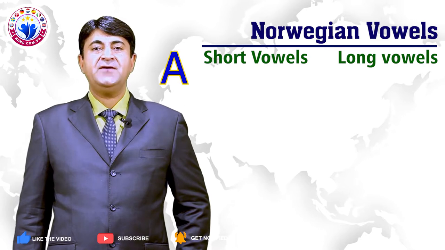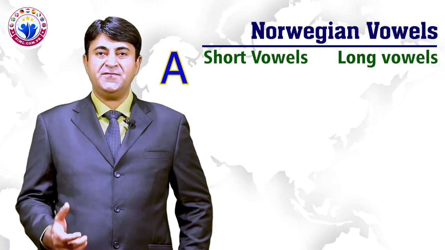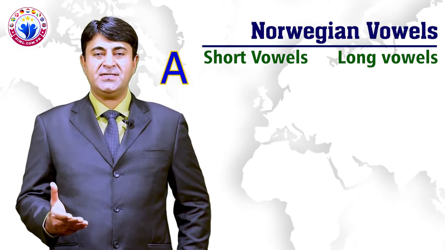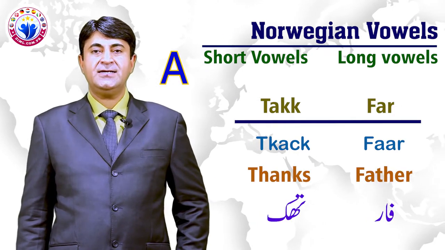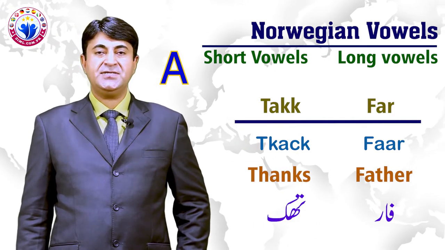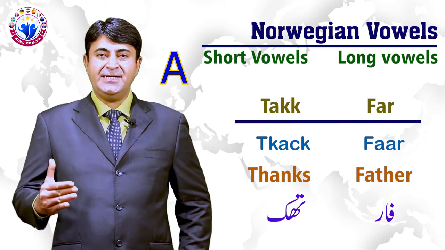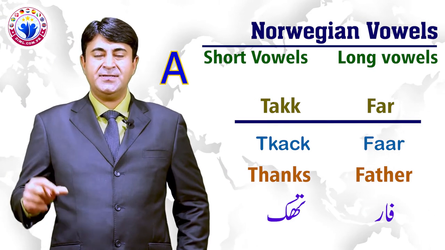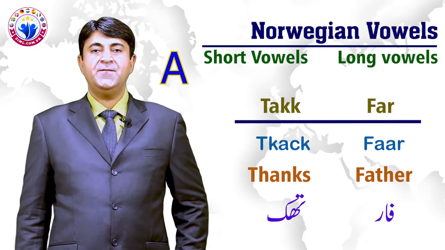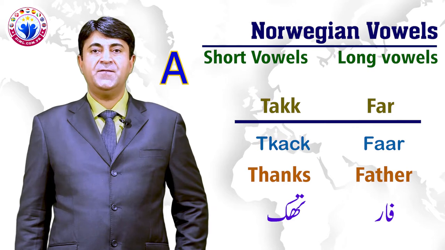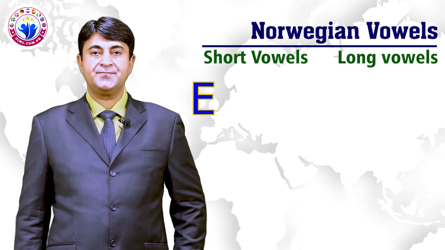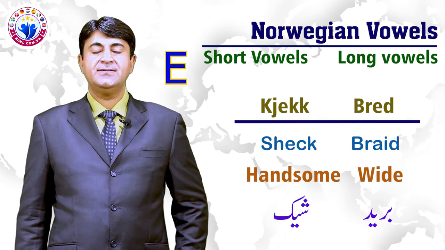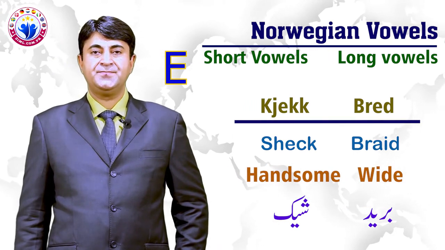A. If it is used as a short vowel, a very quick pronounced sound, ah, as in takk. And if it is used as a long vowel, a delayed pronounced, a bit longer sound, ah, as in far. Similarly, E, as in sekk.